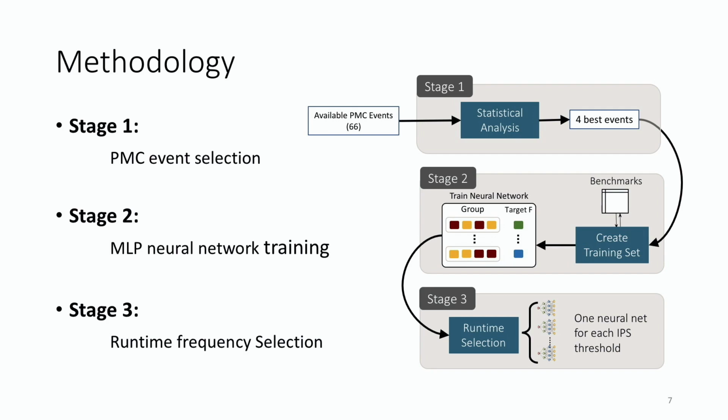Next, we utilize the shortlisted performance events to construct a training set for a group of multi-layer perceptron artificial neural networks. By performing supervised learning, we train the networks to output the lowest possible frequency required to maintain minimum application performance. Finally, we utilize the trained neural networks at runtime in order to dynamically adjust the operating frequency of the processor whenever a drop in performance is detected.